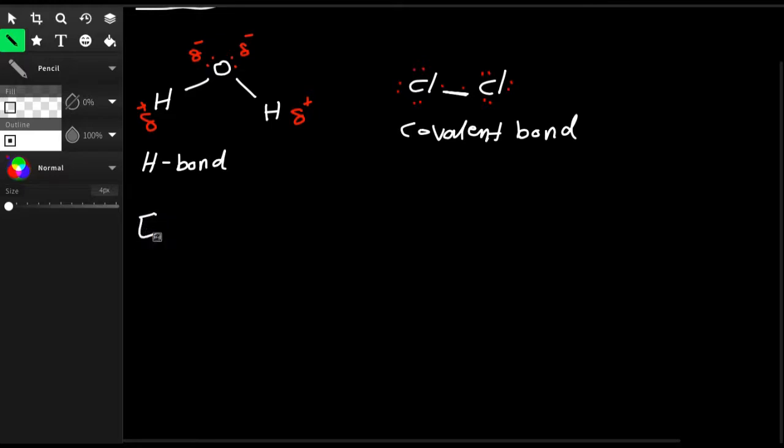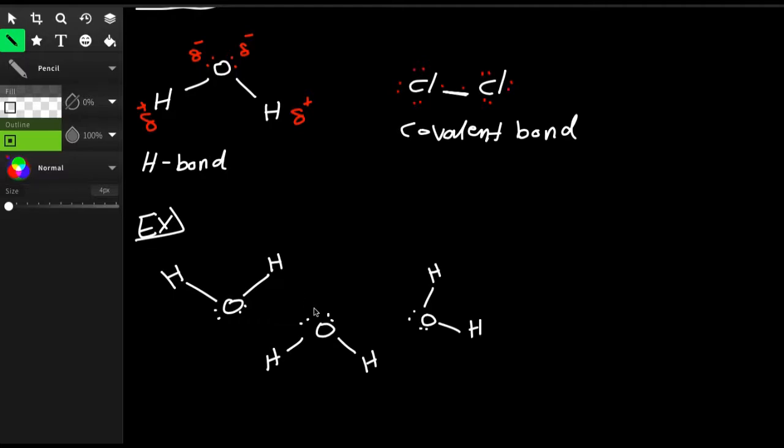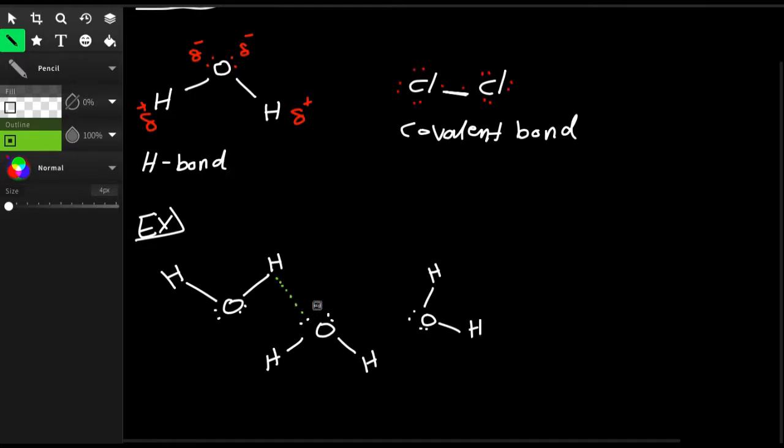So if we draw a water molecule, and another water molecule, and another water molecule, and as we know, the lone pair is in here, and the partial negative charge is on the oxygen and the partial positive charge is on the hydrogen. So the partially negative charge will interact with the partially positive charge. Let's do another color. So it's going to be right here. This lone pair will interact with the hydrogen, and here is the same.